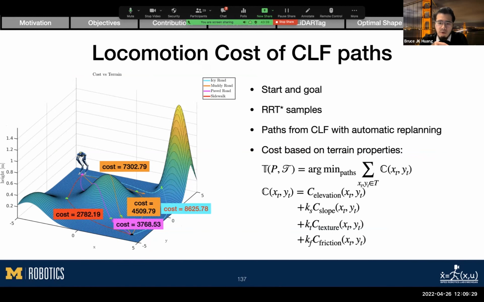For example, we might have elevation, slope, texture, friction. You can see that the icy road with the cyan color has the highest cost because it is dangerous for Cassie to walk on. There are two orange color paths for muddy roads. Obviously, the lower one has a lower cost, and the higher one has the higher cost. But you can see that the higher cost of the muddy road is still lower than the icy road. Finally, we can see that the red color is the sidewalk and has the lowest cost among all the other types because it is the safest type for Cassie to walk on.